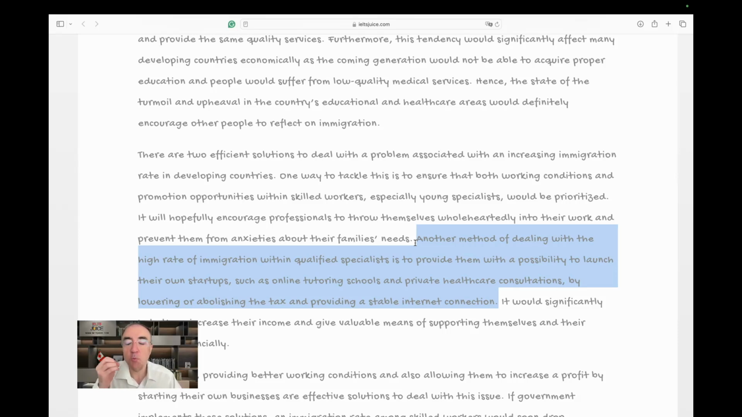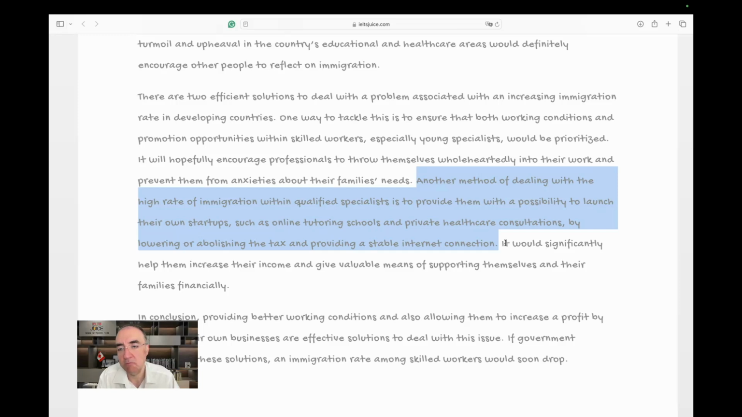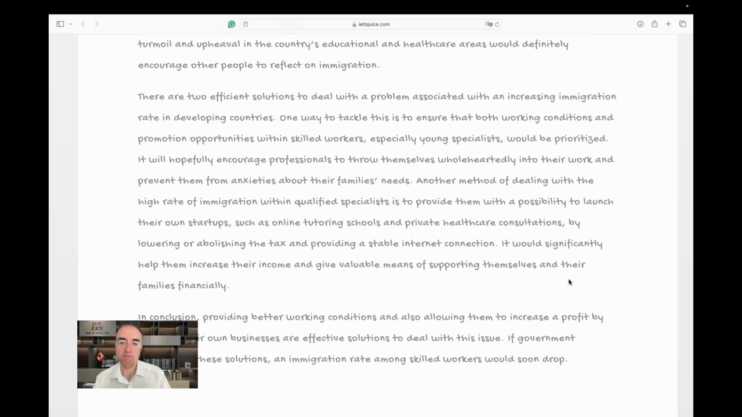This is a healthy, very good, extremely well-controlled sentence. The writer definitely has some skills in managing long sentences. It's just one sentence. That's just a little minor thing that we need to think on how we can improve. I would have added another sentence to this. There is another sentence. Let's see, maybe this will be enough. It would significantly help them increase their income and give valuable means of supporting themselves and their families financially. All right. The second sentence was just a further explanation of the previous one. It is sufficient. It is good.